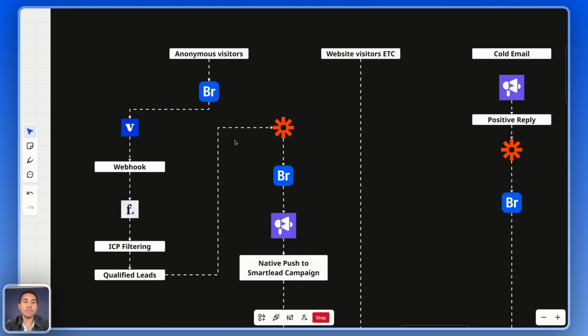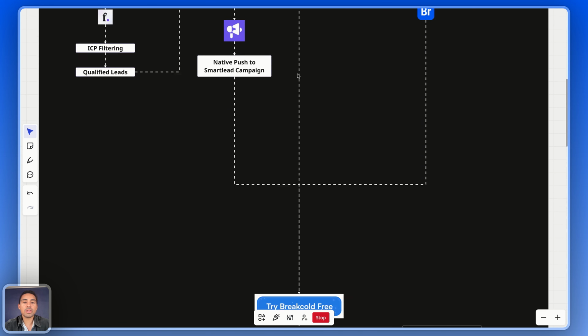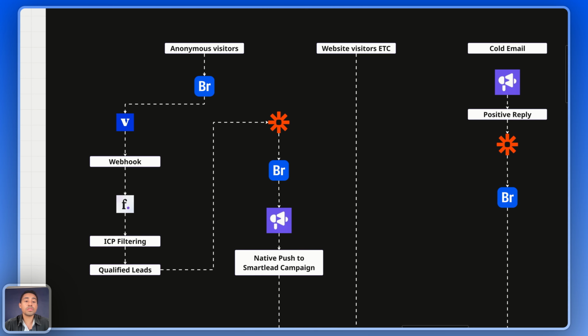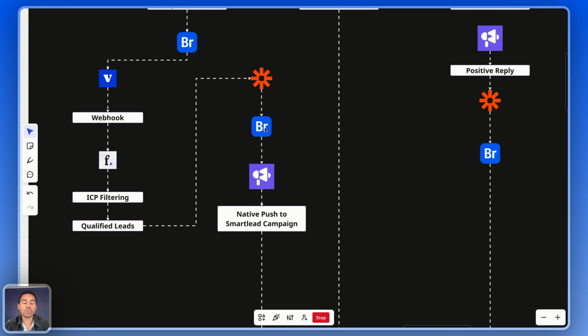And so essentially in Breakcold, we have website visitors. They sign up to Breakcold, but some website visitors never sign up to Breakcold. So we identify anonymous visitors using Vector. Then there's a webhook that is happening. It pushes it to Freckle, and then it does ICP filtering. And then the qualified leads are pushed to Breakcold.